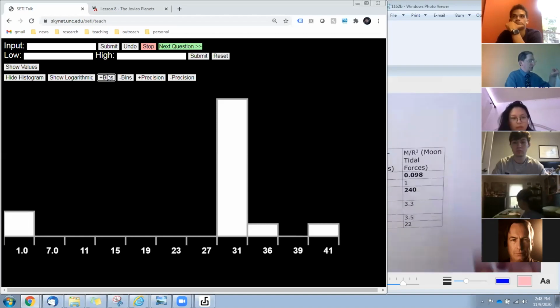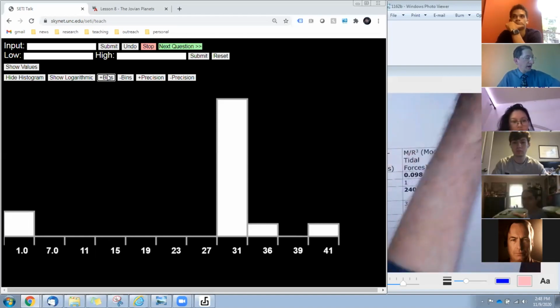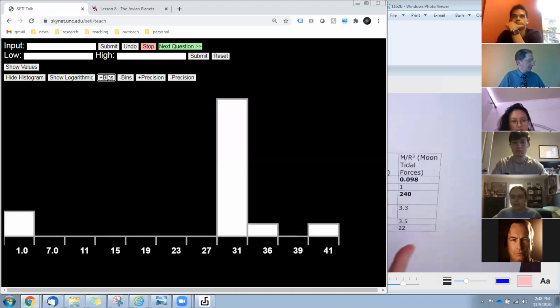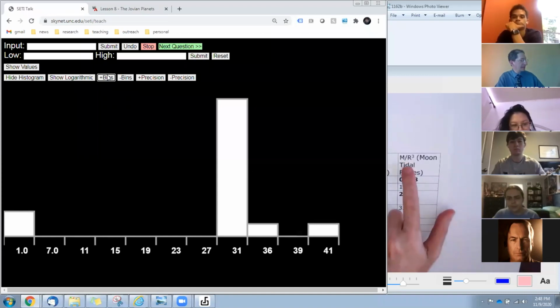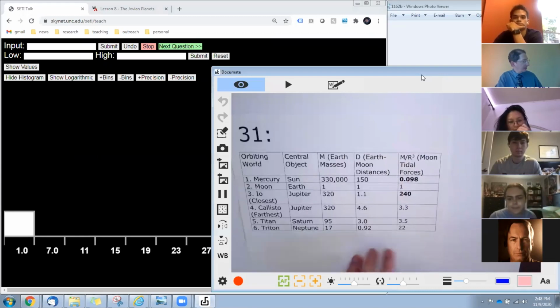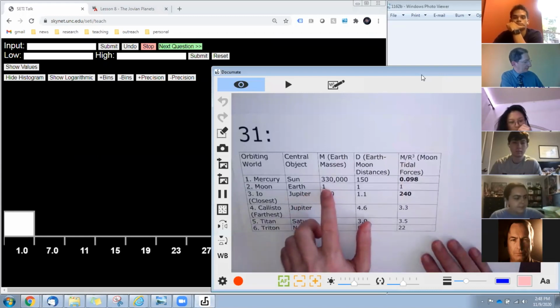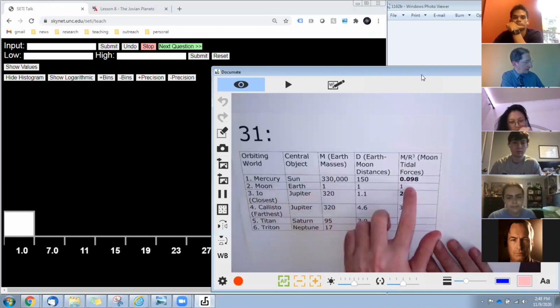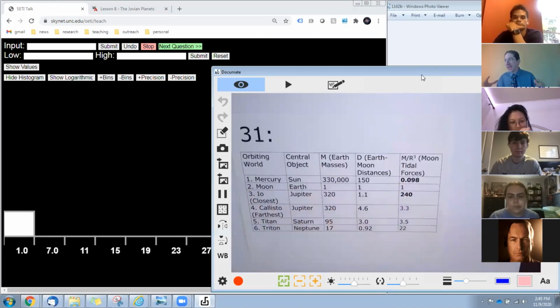Same table here, just with an extra column where I have mass divided by distance cubed. I used the letter R, meant to use the letter D, but you get the idea. M divided by D cubed in this column. Again, for the Earth-Moon system, it's 1, 1, and 1. So everything's relative to the tidal force felt by the moon.